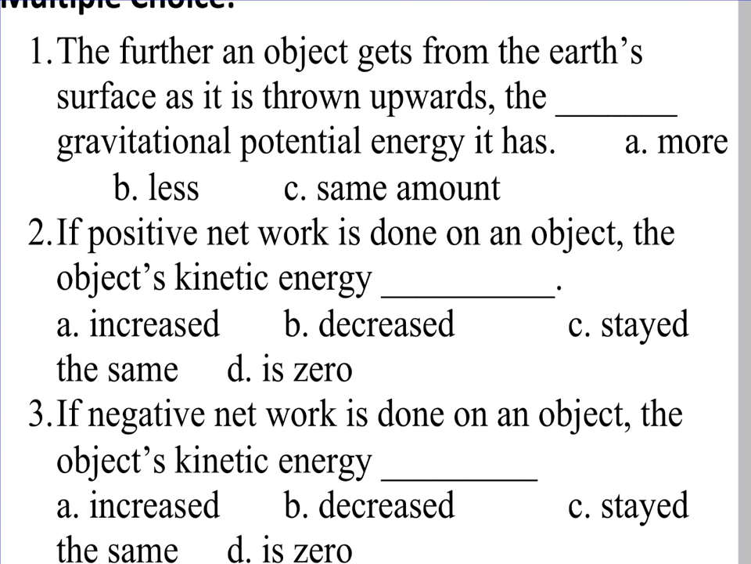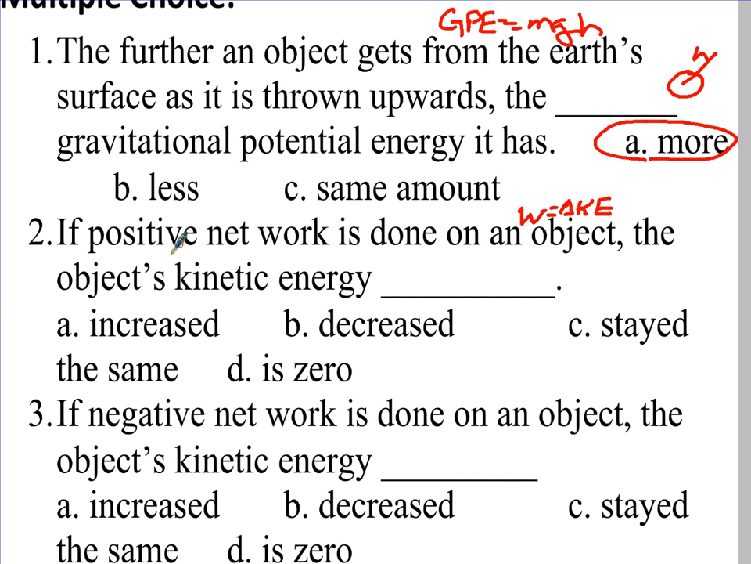Multiple choice. The further an object gets from the Earth's surface as it is thrown upward, the gravitational potential energy is, well, it's greater. It's got to be more, because if this is the surface of the Earth and you're measuring h, gravitational potential energy is mgh. If positive net work is done on an object, the object's kinetic energy is it increasing, decreasing, staying the same, or zero? Since work is equal to the change in kinetic energy, if work is positive, the kinetic energy has to be increasing. If negative work is done on the object, the kinetic energy, well, has to be decreasing.